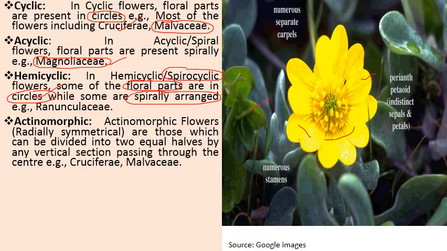Next comes on the basis of symmetry. The first type of flower is actinomorphic flower.